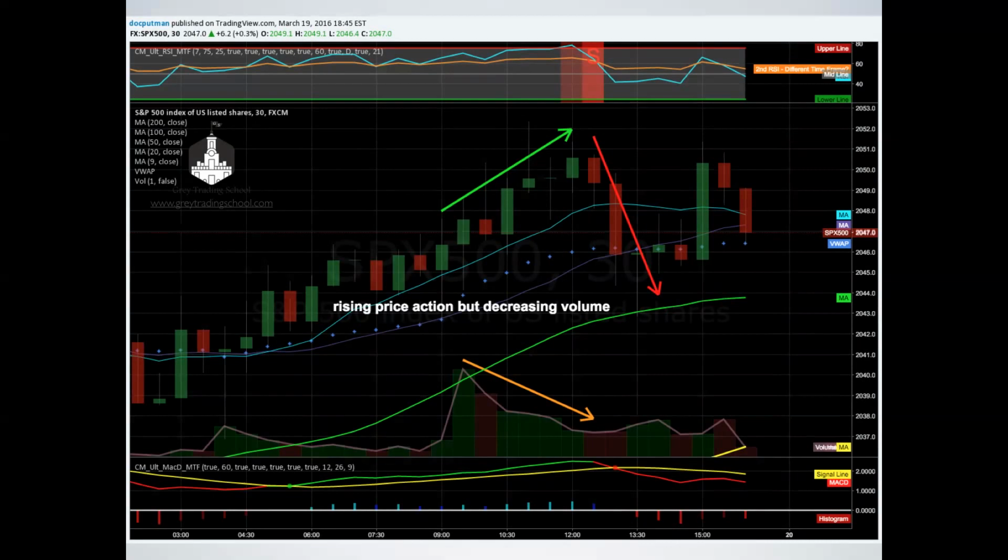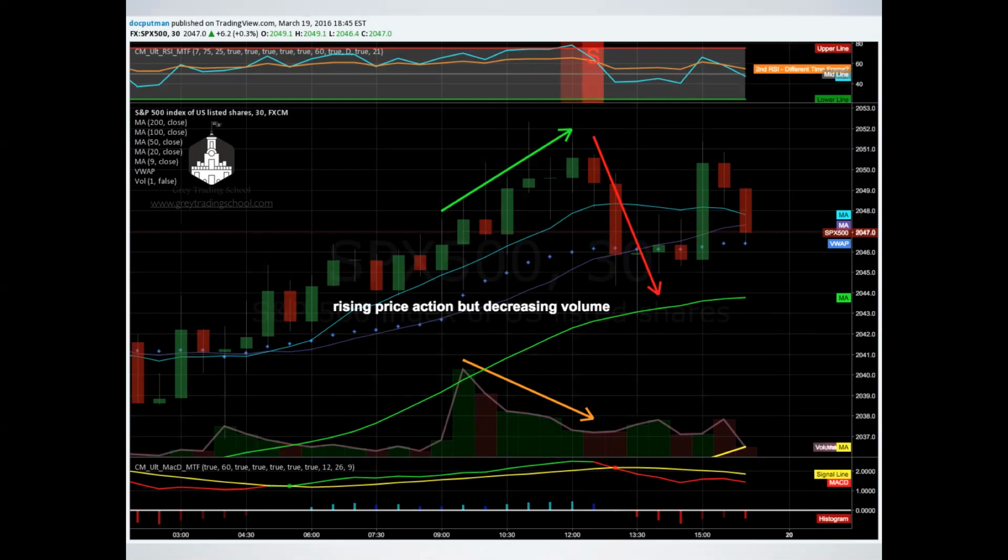A rising market should see rising volume. Buyers require increasing numbers and increasing enthusiasm in order to keep pushing prices higher. So increasing price and decreasing volume show lack of interest. And this can be a warning of a potential reversal.